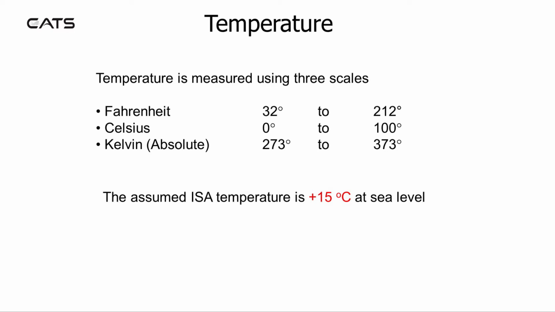Temperature. Temperature is measured using three scales: Fahrenheit, 32 to 212 degrees, Celsius, 0 to 100 degrees, and Kelvin, 273 to 373 degrees. Obviously, there are values outside these ranges. The assumed isotemperature at sea level is plus 15 degrees Celsius.